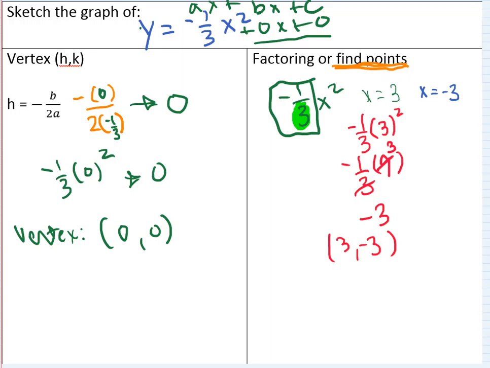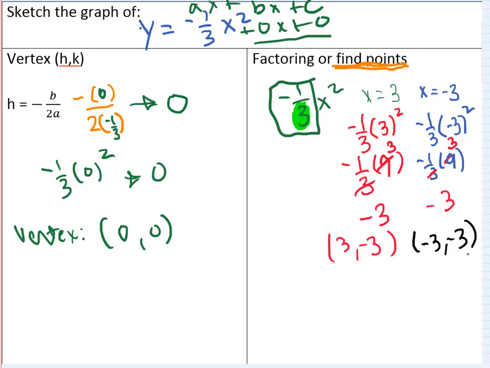Okay, now we're going to do our second point, negative 3. So I have negative 1/3 times negative 3 squared. Negative 3 squared is still 9. I'm still going to take negative 1/3 of it. And guess what? This 3 is going to go into this 9 3 times. Negative 1 times 3 is negative 3. So then my other point is negative 3, negative 3.